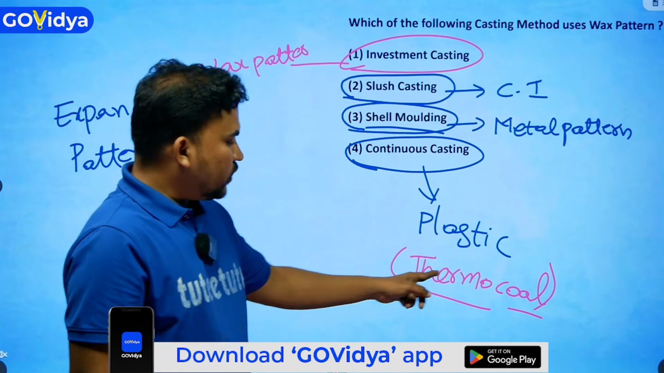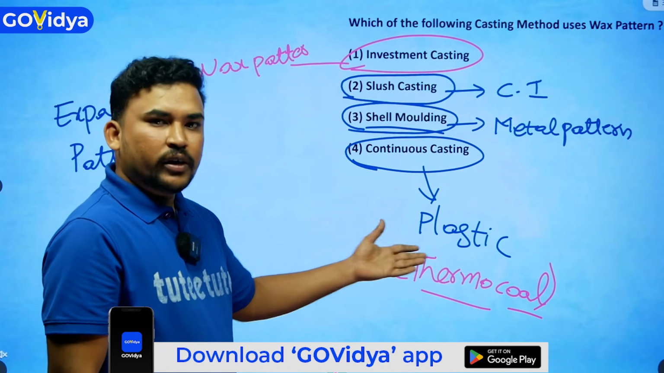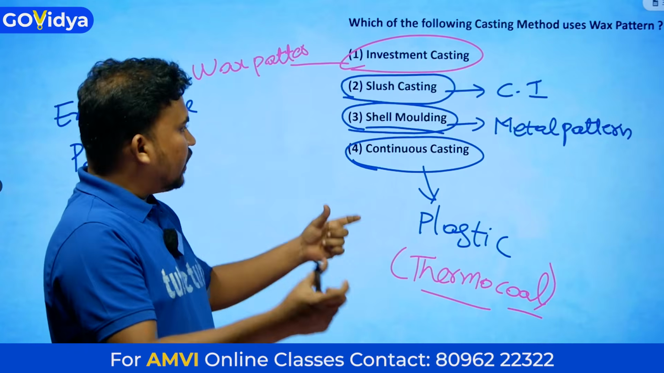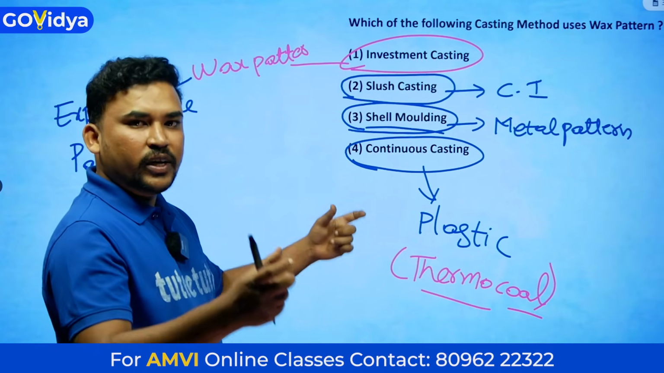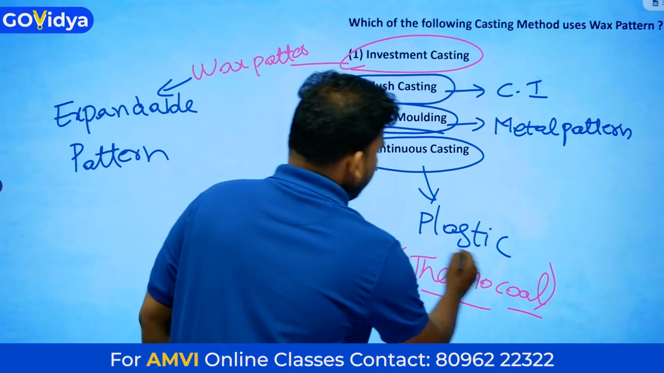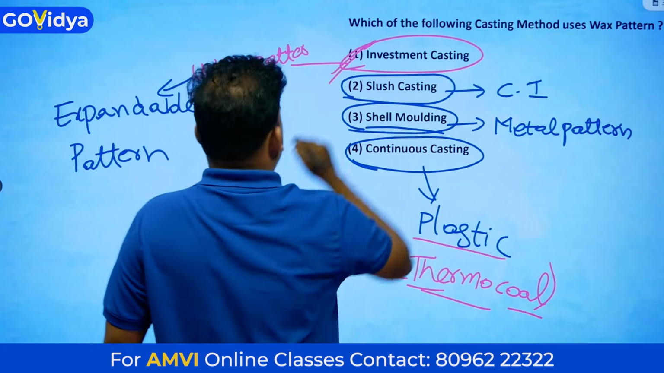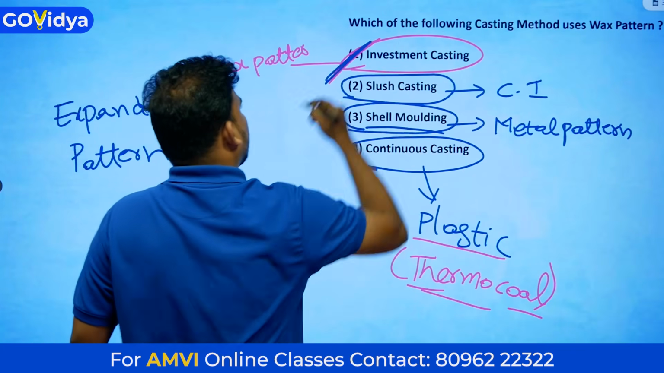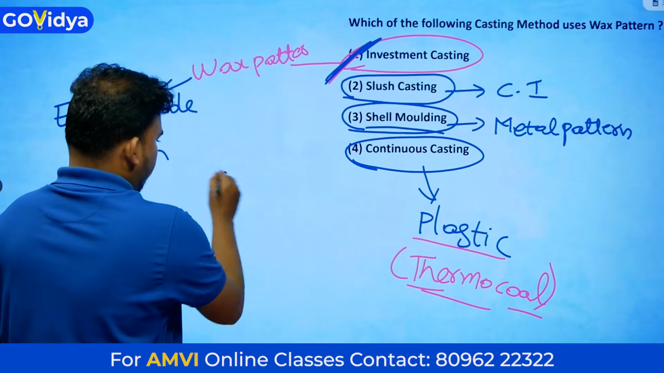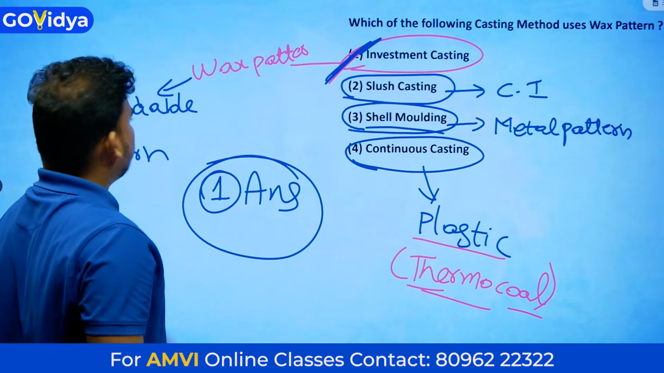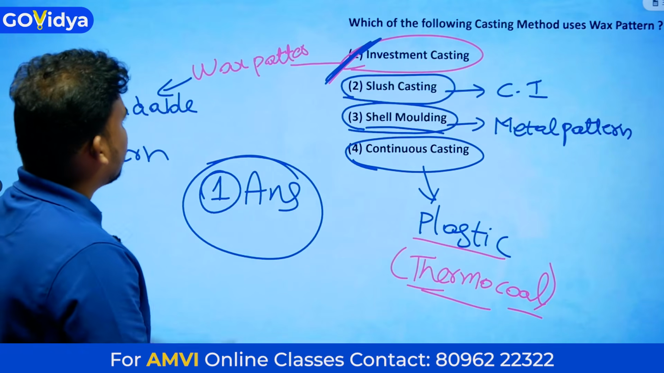The moment when you pour the molten metal, thermocol will evaporate and it will travel throughout the pattern and it will accommodate the pattern size. Plastic we are using in continuous casting. So for this question the answer is 1. Option 1 is the correct answer here. Investment casting or expendable pattern we are using, wax pattern.